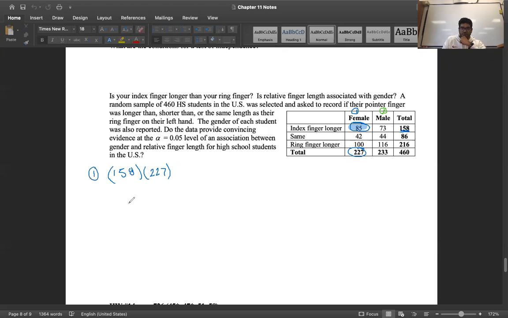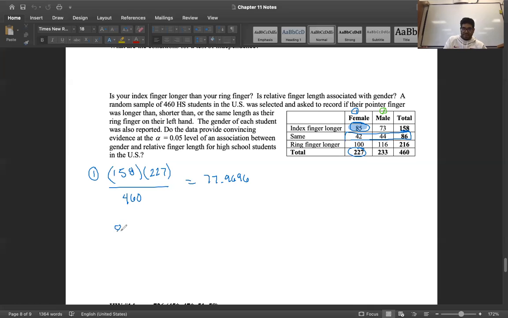Divided by the grand total, which is 460. And that gives you a value of 77.9696. Remember, we don't round these numbers because these are expected counts. And then you can do the same thing for the next one. So then you go to the next cell, and now I'm looking in this row in the same column. So then you do the same thing.